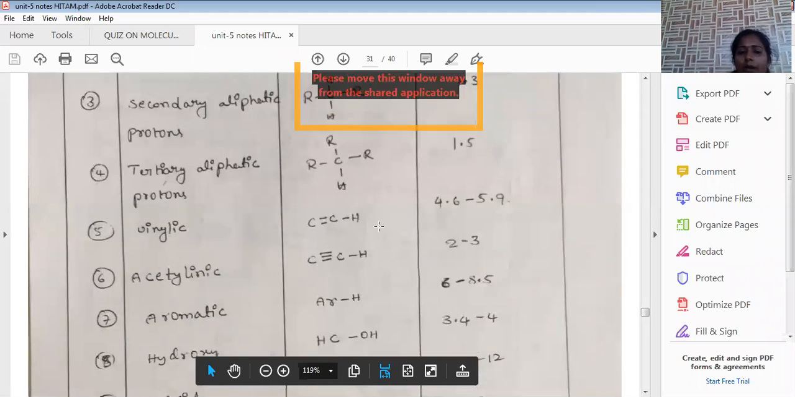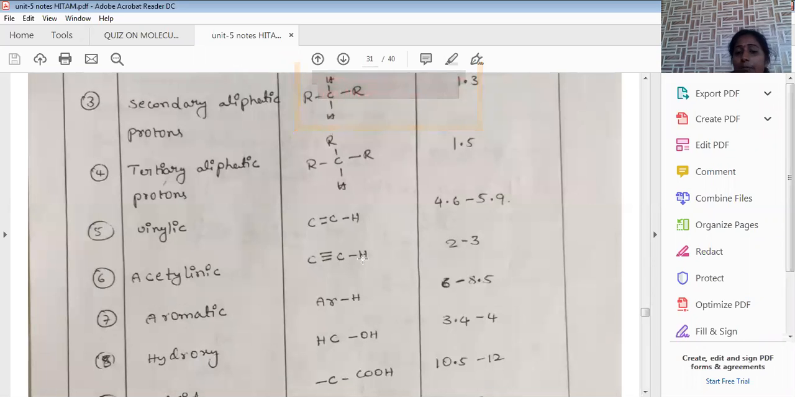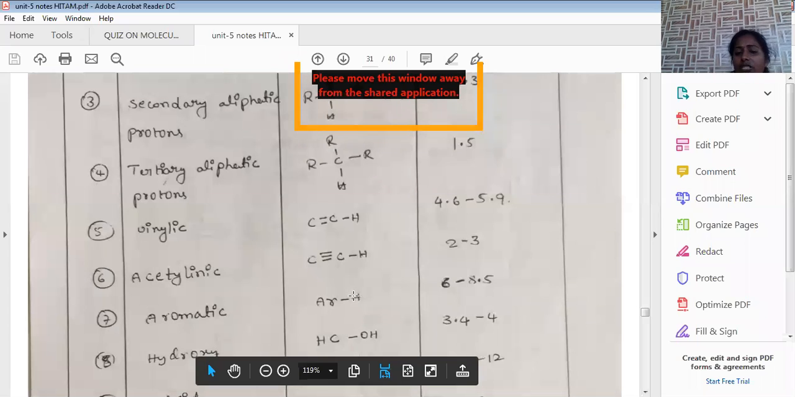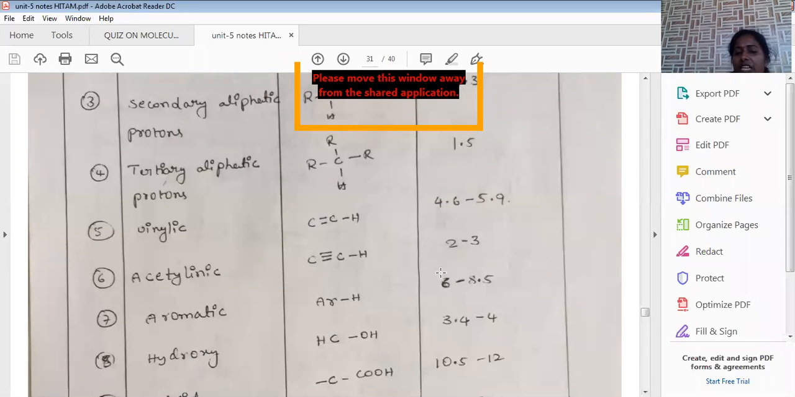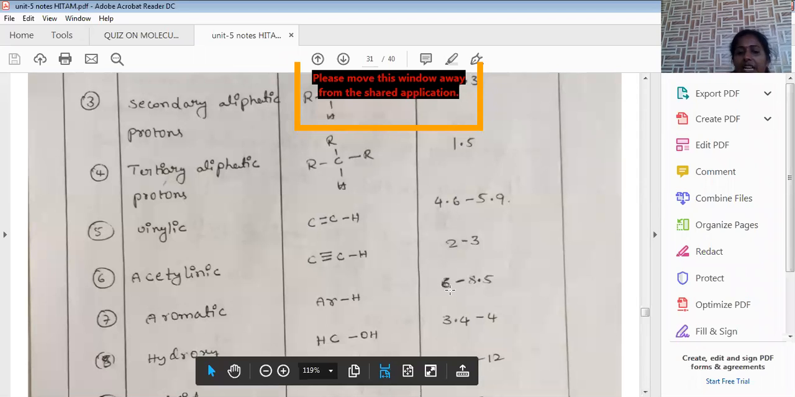Okay, so when a carbon double bond hydrogen is present, it will give the peak in the range of 4.6 to 5.9. Triple bonded hydrogen is in the range of 2 to 3. If the peak is at 3, that indicates an acetylenic proton is there in the compound. Aromatic hydrogens are easily identified by using NMR spectroscopy, because we will get a multiplet. It is not a single peak. Instead, we will get a multiplet in the range of 6 to 8.5 ppm.